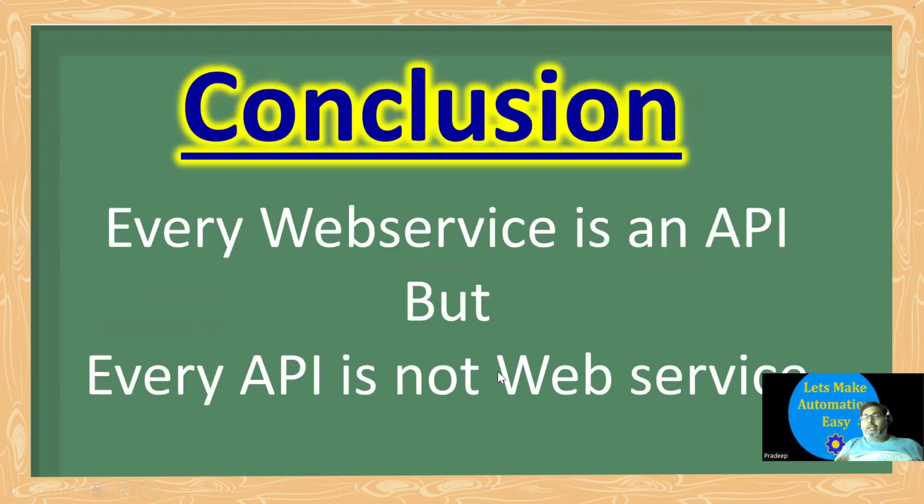So the conclusion is, as I told you, every web service is an API. It means whenever we are talking about a web service, there is an API in the picture. But it is not necessary that every API is a web service, because it depends. If we are using the API for internal purposes, we don't need any network or protocols, it is simply a program. But when we want to expose this API over the internet, then we have to follow some rules, like the HTTP protocol and the XML or JSON format. When all these things come into the picture, the same API becomes a web service.